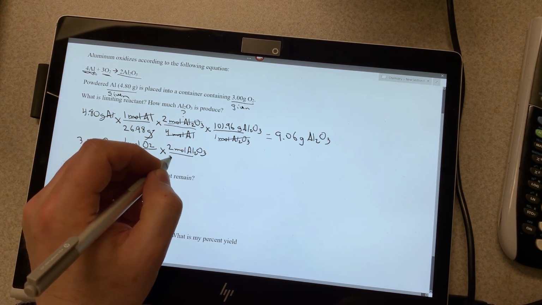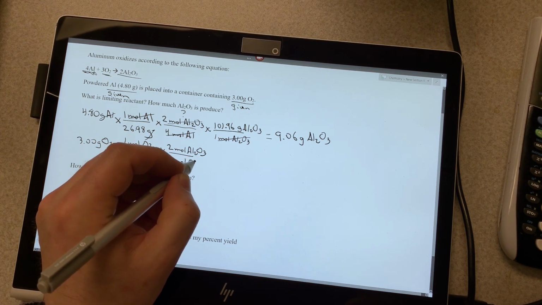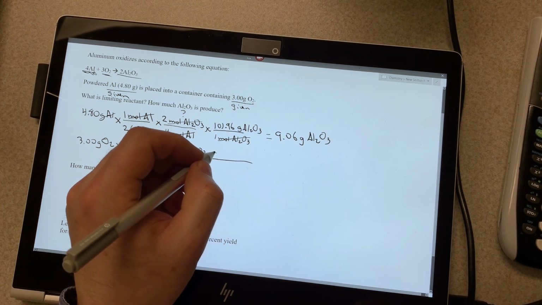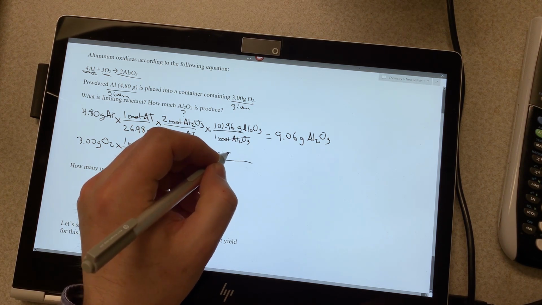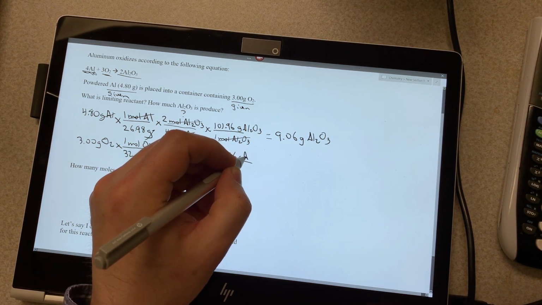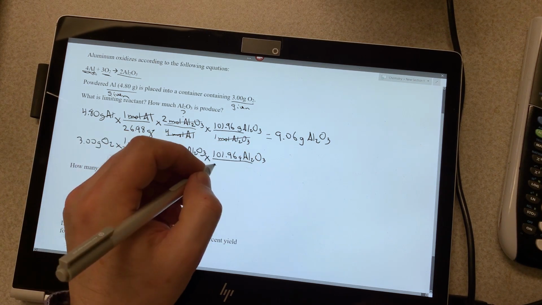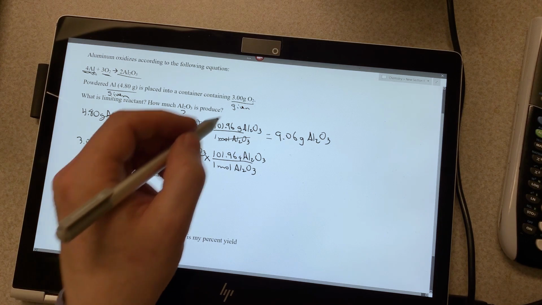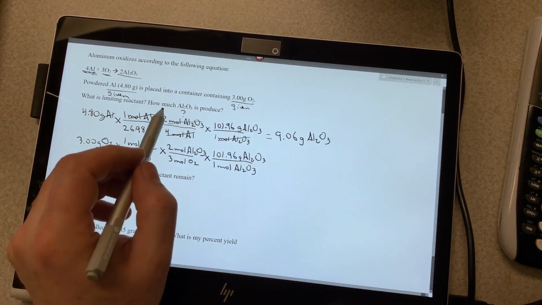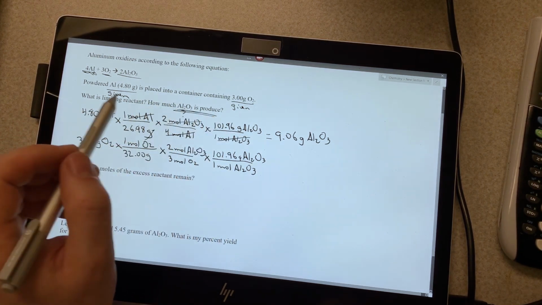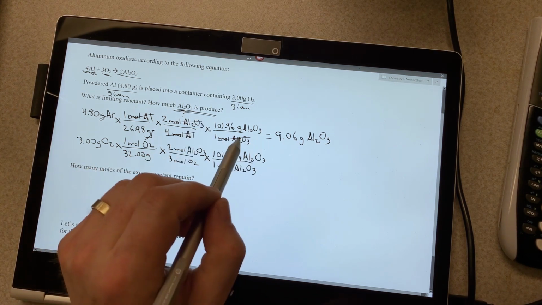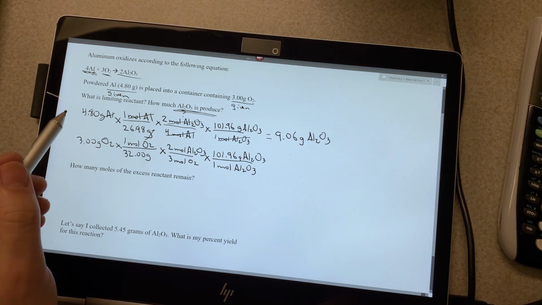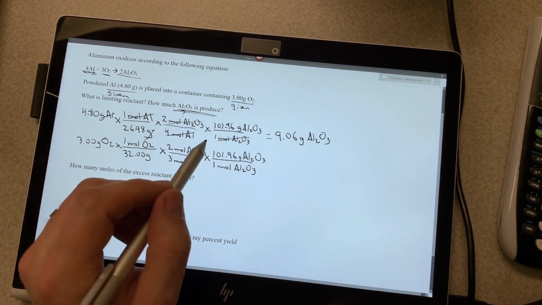And so this is going to be 3 moles of O2 down there. The end of this looks the same, so I can use that mass right there. 101.96 grams of Al2O3 per mole of Al2O3. Now, those are the same because if I'm going to calculate how much aluminum oxide is produced, I need to calculate the same thing from both of these so I can make a comparison, right? And so that's why I've converted to the same thing.